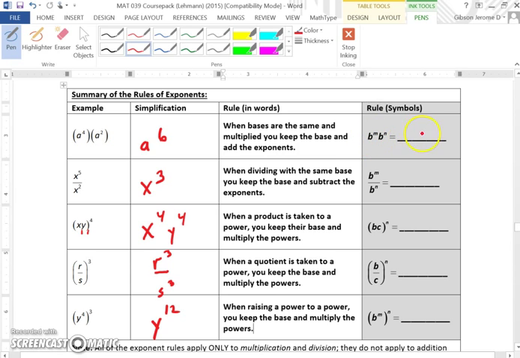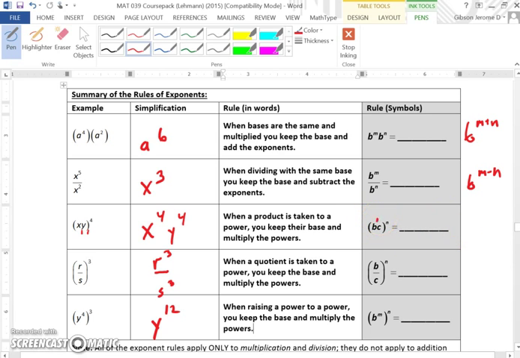We have the same base, we add the exponents. I'm going to write it over here to the side. We keep the base, and we add the exponents. Here we keep the base, and we subtract the exponents. Here we keep the individual bases, but we multiply the exponents.